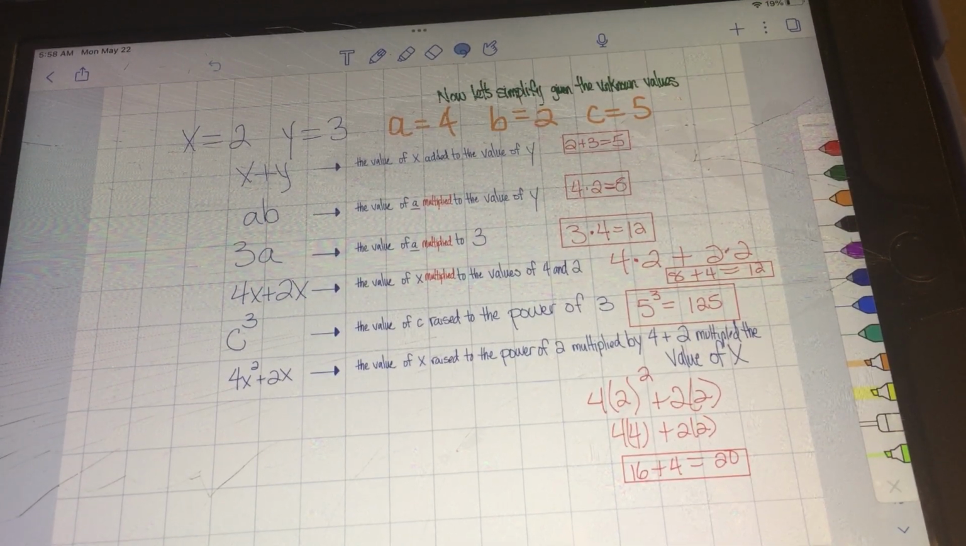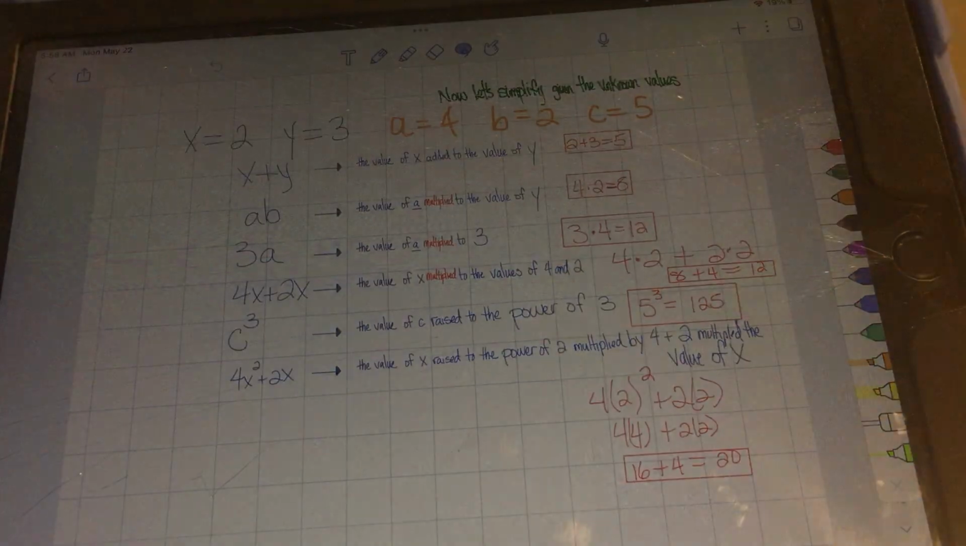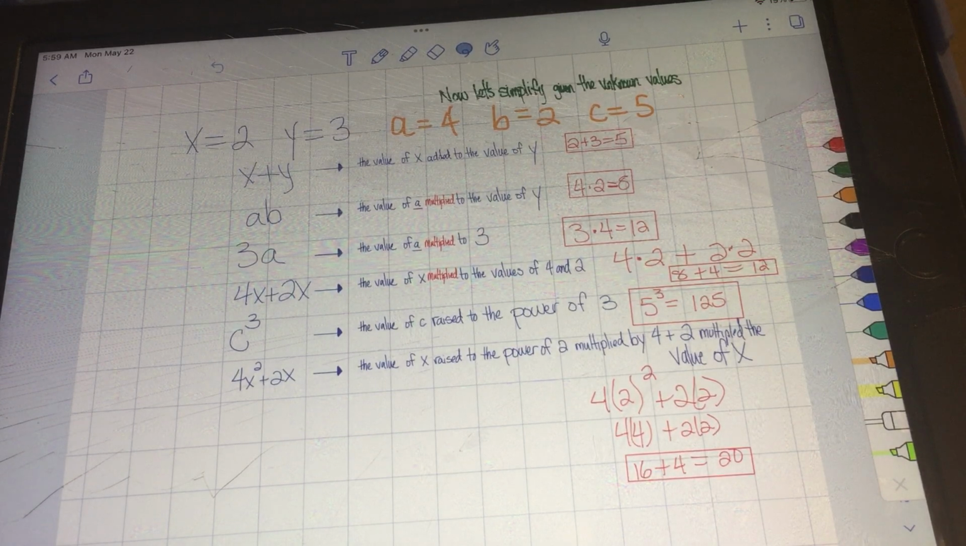All right, class. So again, I just want us to get familiar and understand that when we're talking about unknown numbers, we're simply talking about a number that we have not yet found the value of. And if we do know the value of the number, we are following the same operations as usual.